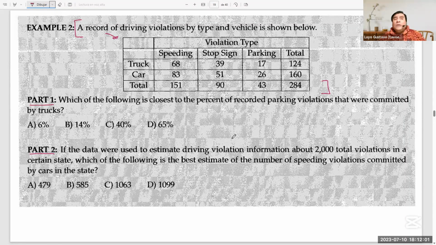First one, which of the following is closest to the percent of recorded parking violations that were committed by trucks? Again, this is a relative percent question, right? So it's kind of a what percent of B is A? You need to identify what is B, what is A in the question, and then do the operation A over B times 100, okay? That's a strategy. Okay, let's try to solve part 1.